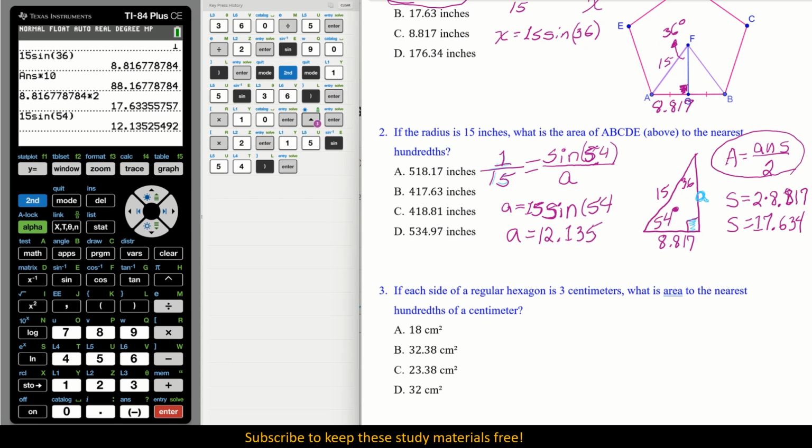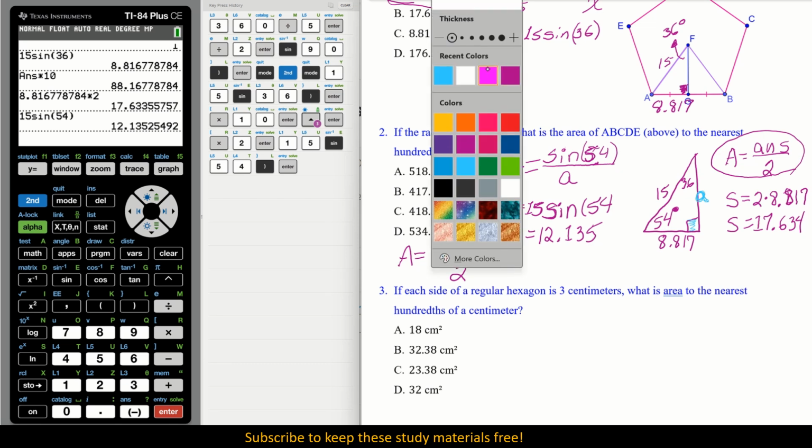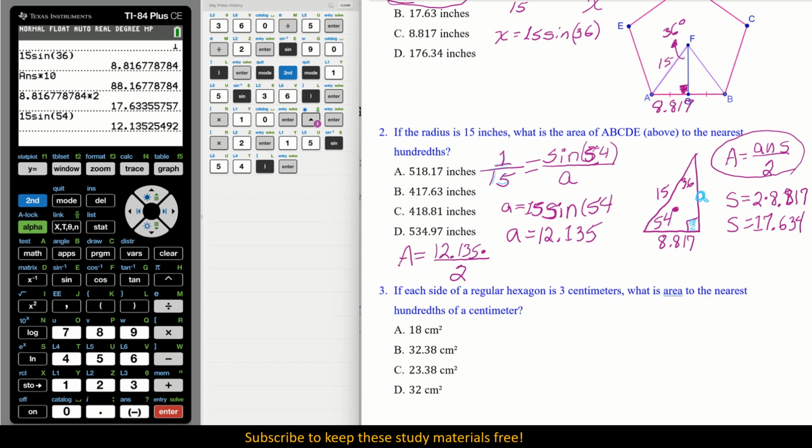That's 12.135. Okay, so what do we need? We need A equals all over 2. So we have A, that's 12.135, then times the number of sides, that's 5. Let me change to a different color. Okay, times the 5.